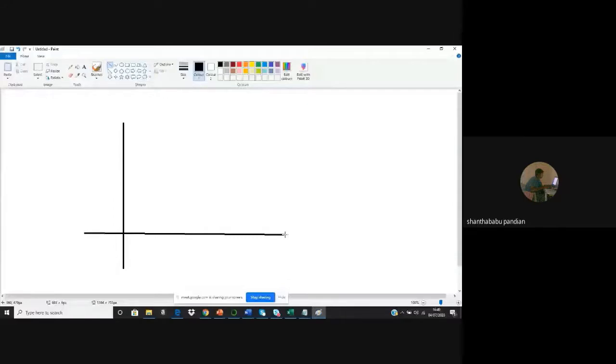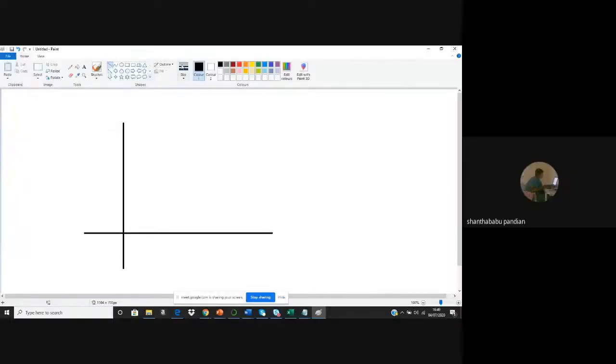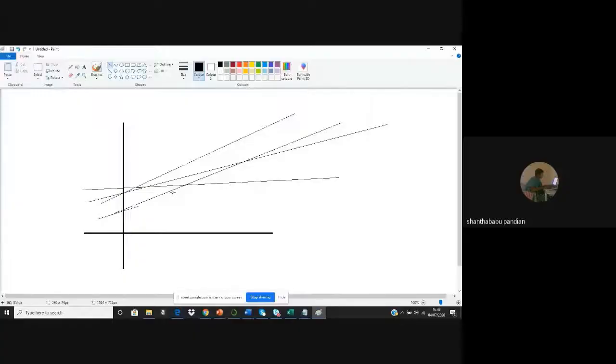Right. So in this case, if I'm drawing some lines, it could be any line, okay, not actually a straight line. So I need to figure out which is the maximum.